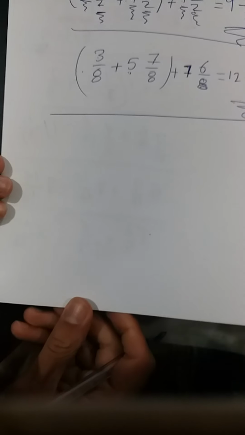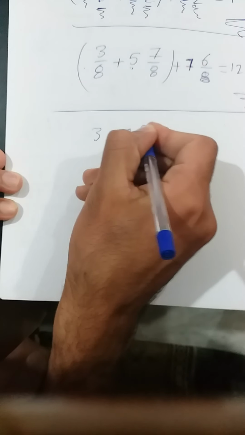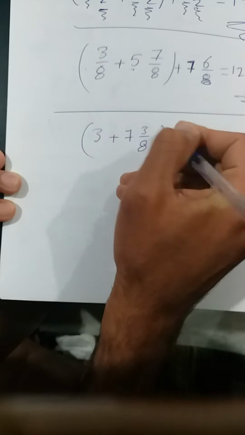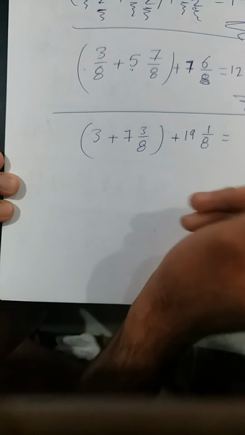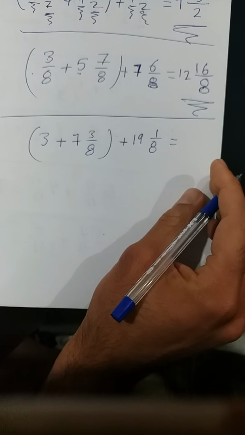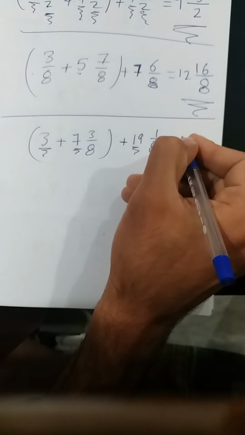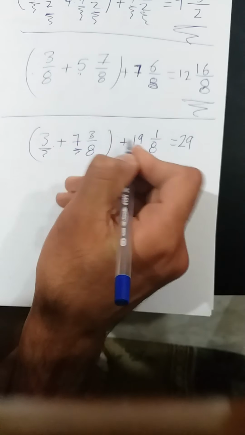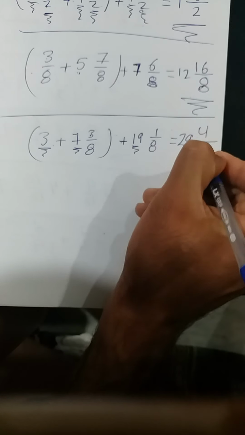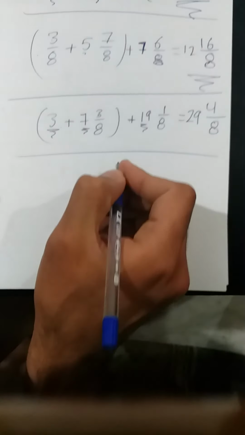Let's solve number 3. Here, 3 plus 7 3/8 plus 19 1/8. The same way, teacher. 3 plus 7, 10. 10 plus 19, 29. Do I have any fraction here? No. 3 plus 1, 4, over the same denominator. Okay?